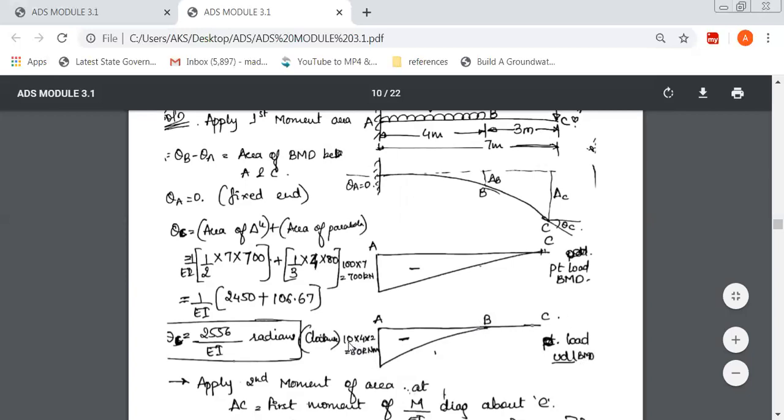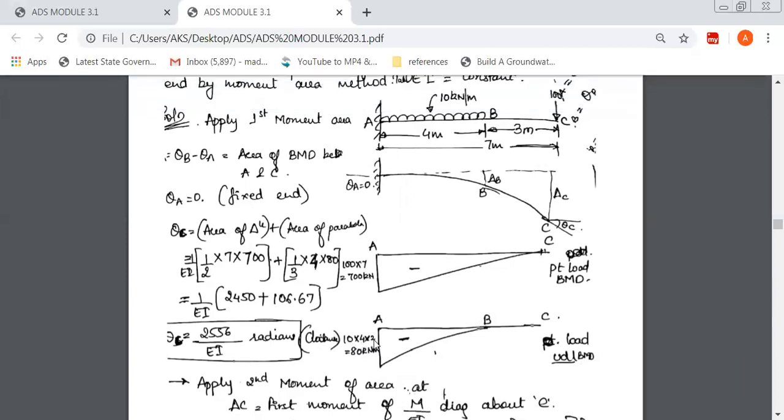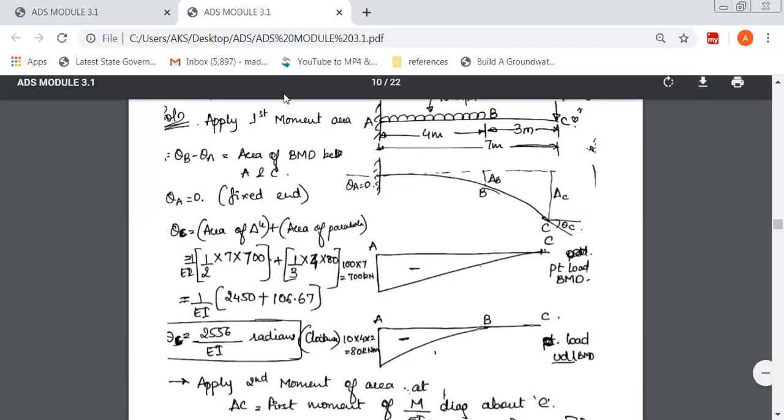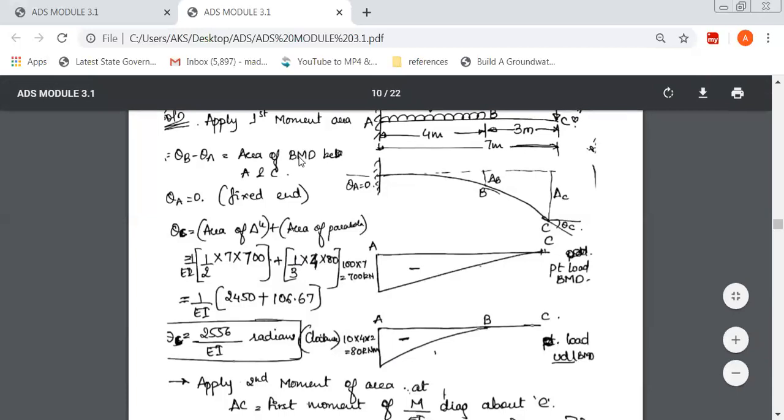So we want to find out the load into distance into distance divided by 2. This is nothing but the CG of the distance. So it is 10 into 4 into 2, so it's 80 kilonewton meter. Because it's a UDL, I've shown this as a parabolic curve. After drawing this, as usual, 700 divided by EI and 80 divided by EI will give us the M over EI diagram. So now we'll apply the first theorem.